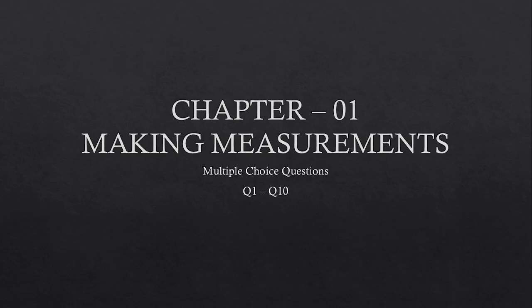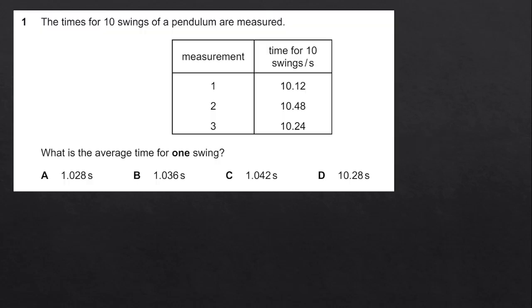Hello everyone. In this video we'll start solving questions from chapter 1 workbook from the chapter making measurement. Let's look at the first question. The times for 10 swings of a pendulum are measured. What is the average time for one swing?